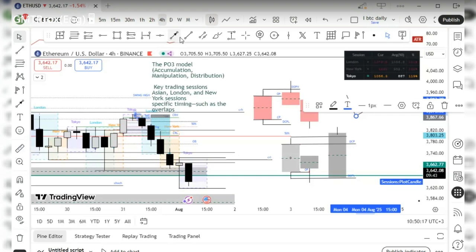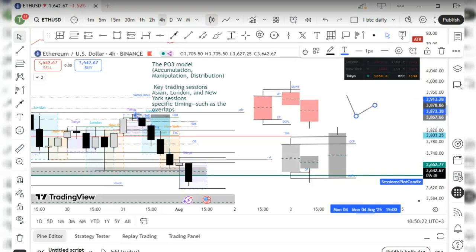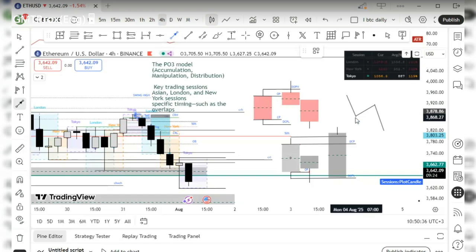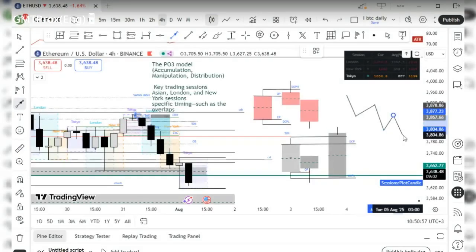Okay, the market was just moving like that. This is how the market was moving. So now this was our high and this was our low. Now this will be our lower high, this will be our lower low. Then we're going to have another one here, which is our lower high. Again, we have our lower low. So this we say is a bearish movement.